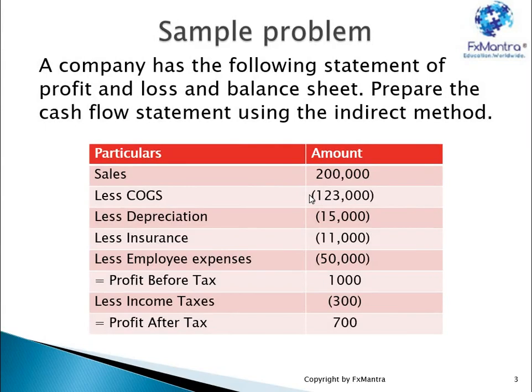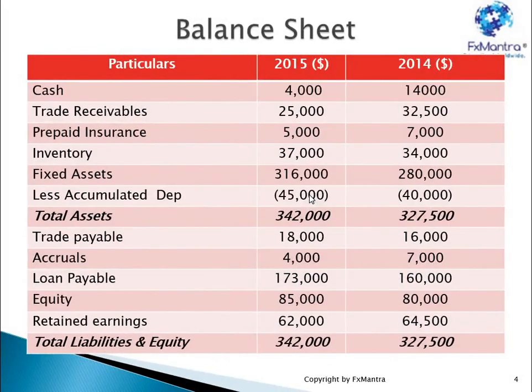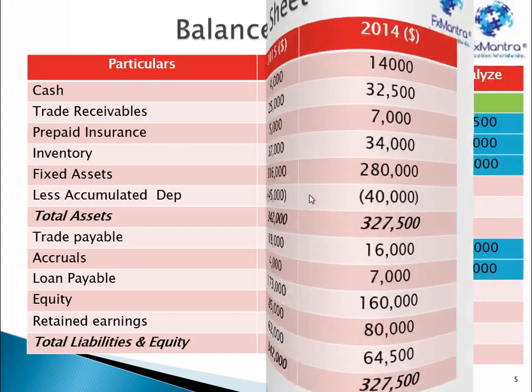So this is the profit and loss account. Sales has been given and a few expenses, profit before tax, income taxes and profit after tax figures have been given to us. Even the balance sheet has been given to us, inclusive of your assets, liabilities and equity. We will look at a step-by-step approach on how to make cash flows from operating activities using an indirect method.